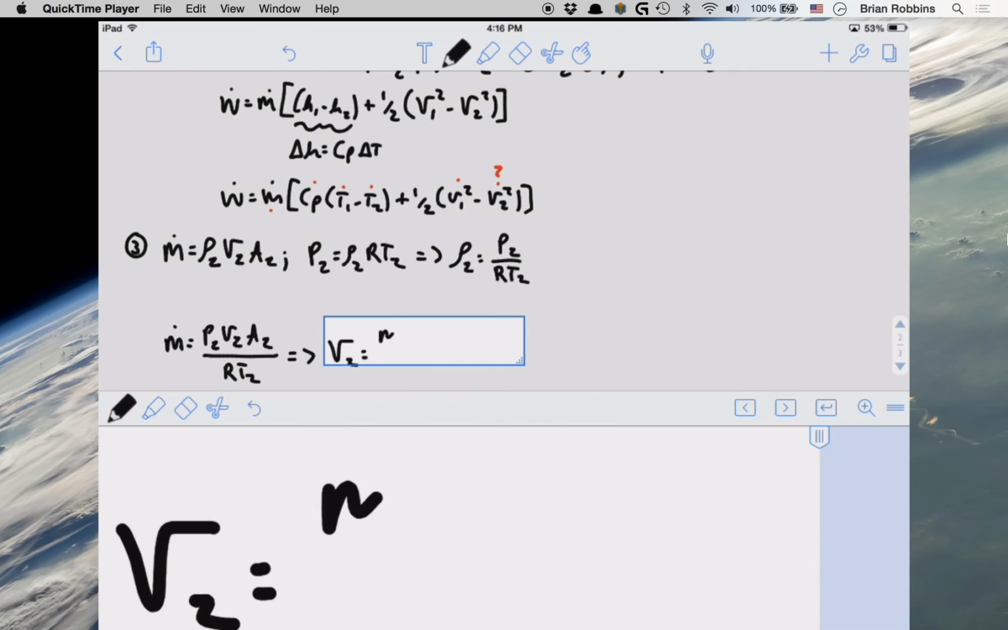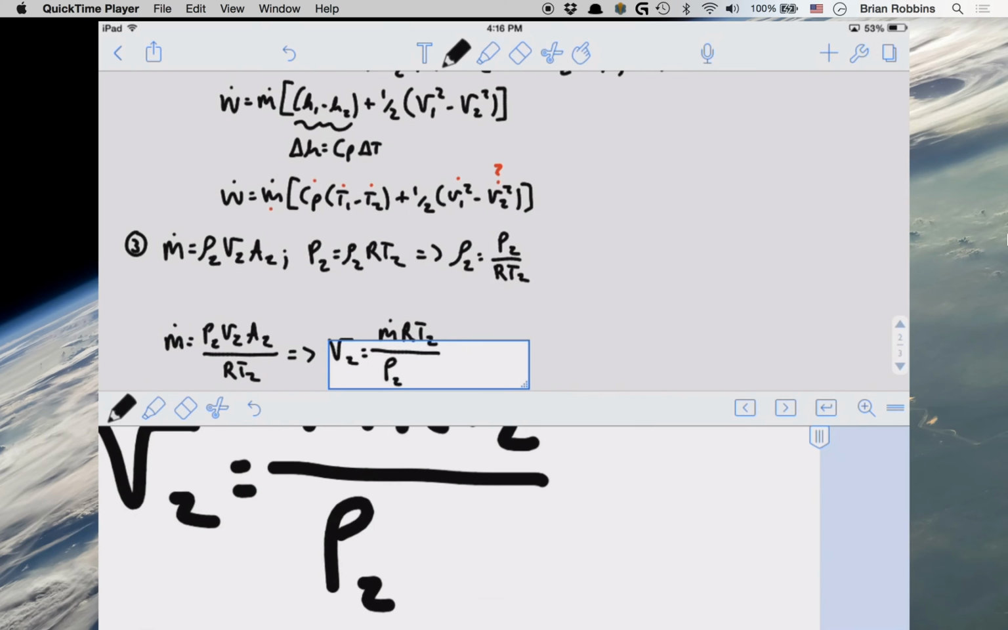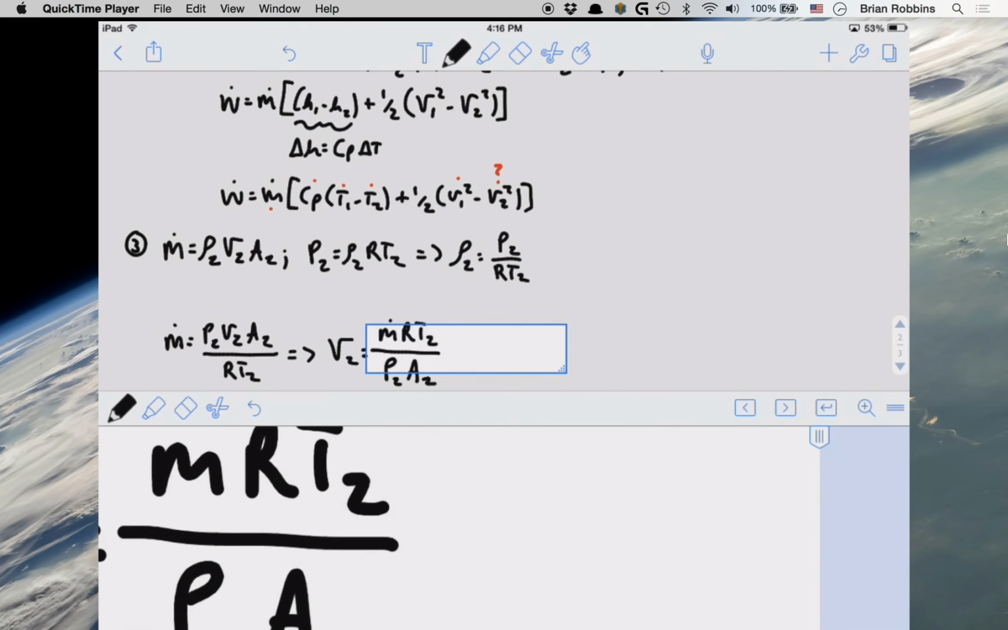Let's go ahead and solve this for V2. What we get is m dot R T2 divided by P2 A2. And we know all of these properties. We know m dot, we know the individual gas constant for air, we know temperature, pressure, and the area at our outlet. So let's go ahead and plug in our known properties and calculate the exit velocity.